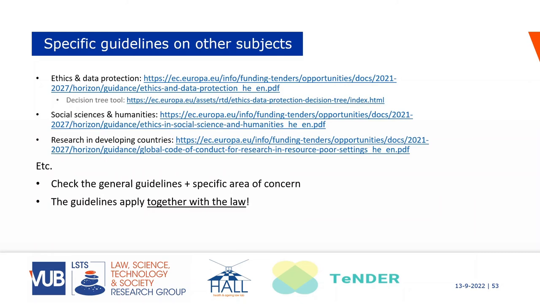Depending on what your field of research is, there are going to be even more detailed rules. So we have specific guidelines on ethics and data protection. This one's nice because it comes with a decision tree, so you can see whether you fall under these rules or not. Then you have rules for social sciences, developing countries, etc.